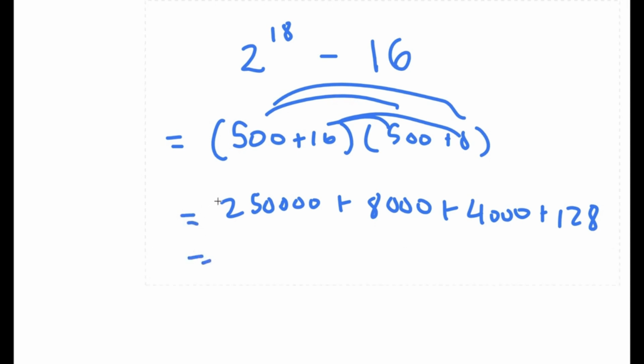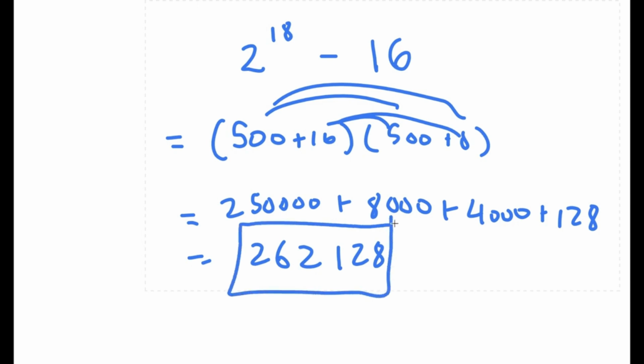So now to simplify this, 8,000 plus 4,000 is 12,000. 12,000 plus 128 is 12,128. And 250,000 plus 12,128 is 262,128. So this is my answer.